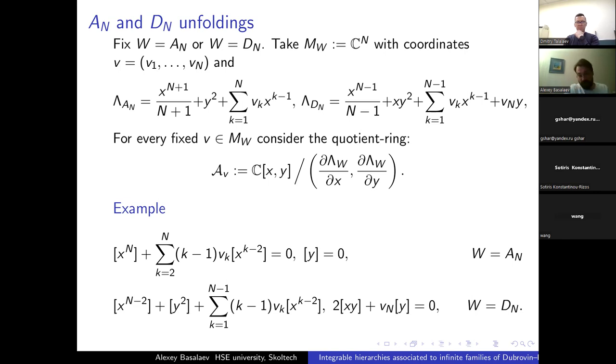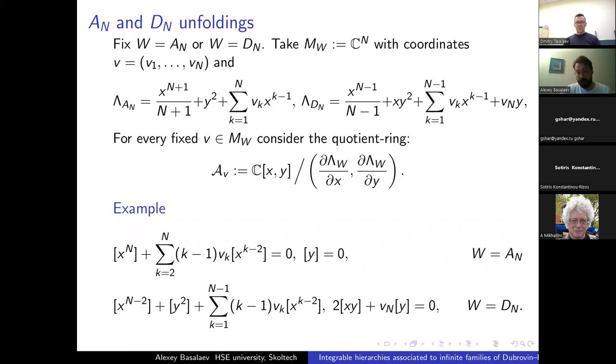You can also notice that for the lambda D, the role of y is rather special. For A, the class of y is equal to zero from the very beginning, and it doesn't really contribute anymore. But in the case of D type, y has a special property. Multiplied by the class of x, it gives again the class of y multiplied by something dependent on the parameters. Do you assume that this parameter v_n is non-zero? Not necessarily. It can be zero, and that's okay. In particular, if all the v's are equal to zero, then what you get will be exactly the Jacobian algebra, Milnor algebra, or local algebra of the respective A or D singularity.